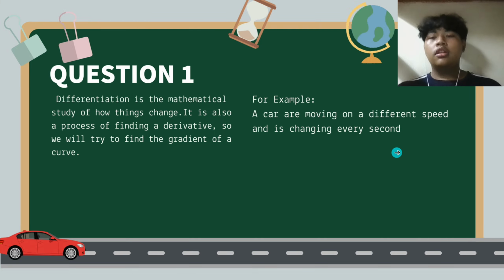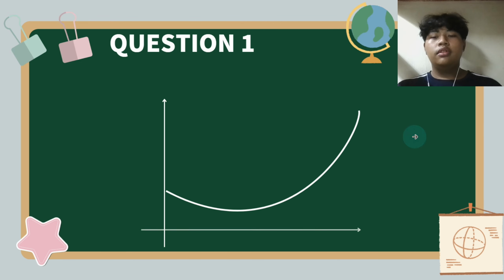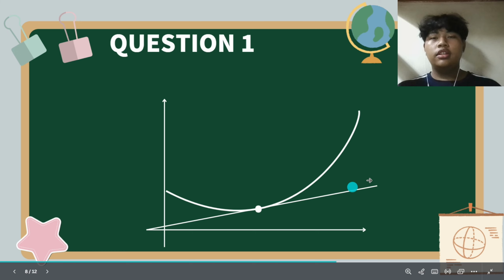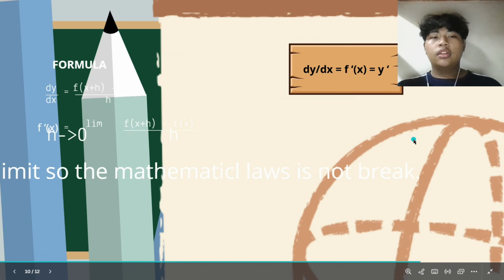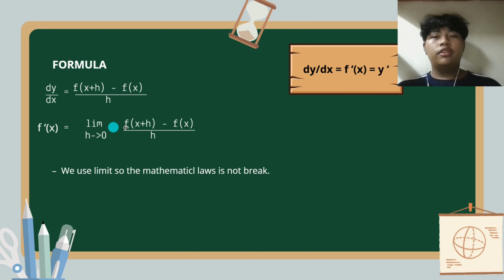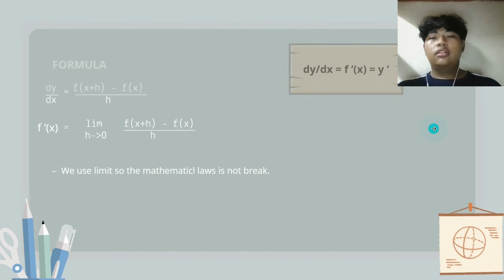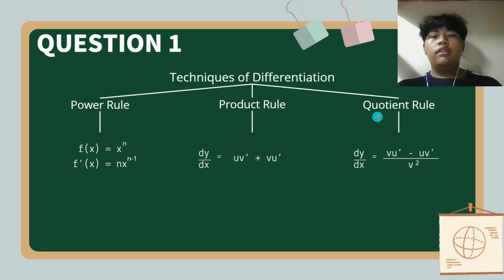For example, a car is moving at a different speed and it is changing every second. This is another example where the point is here, the gradient is like this, but when the point is changing, the gradient will also change. This is the formula to find a differentiation. There are 5 techniques of differentiation, of which I will provide 3.